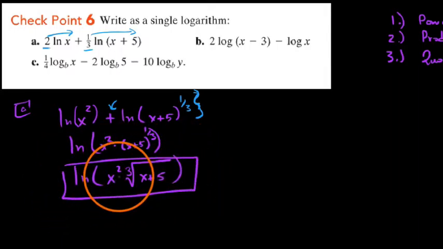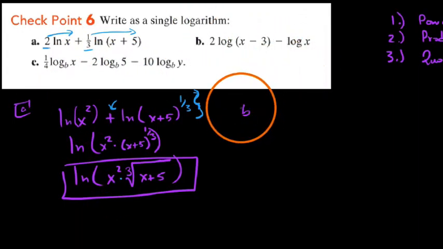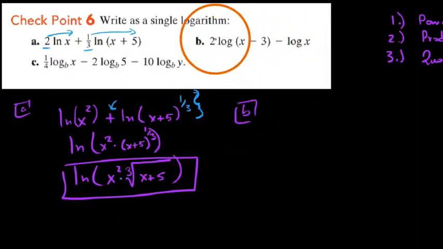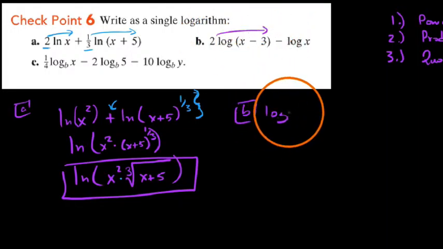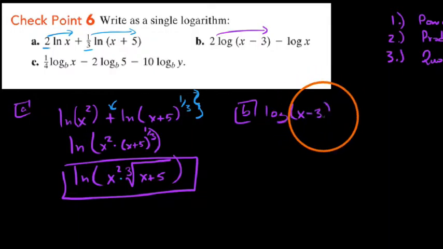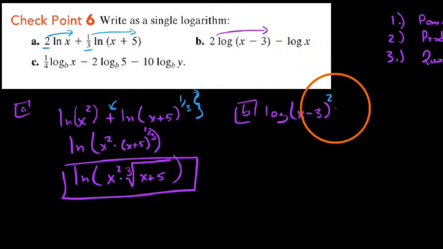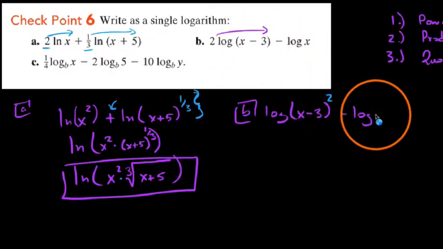And a good thing to do is just to take it back apart again and make sure you get what you started with. So let's take a look at letter B here. Again, I notice a power out in front, or at least a factor out in front. We could call this a power. So we have 2 log of (x minus 3), it must be a common log, and we'll put that power back, minus the log of x.